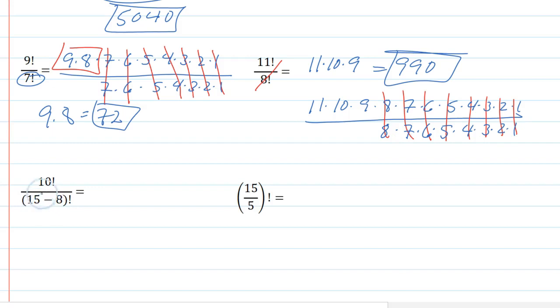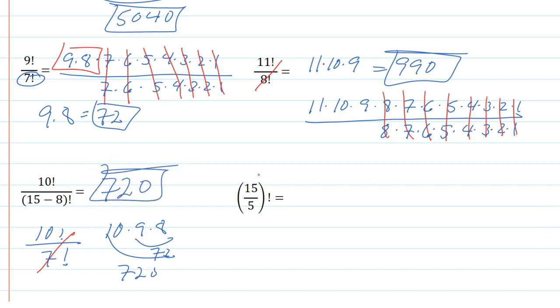Down here on the bottom left, I have division, but I also have parentheses. We always take care of that parentheses first. That gives me 10 factorial over 15 minus 8 is 7. So 7 factorial. Now I can do exactly what I did above. The 7 factorial cancels out, and I'm left with 10 times 9 times 8. Well, 9 times 8 is 72, times the 10 is 720.